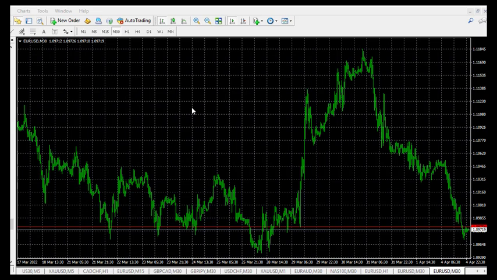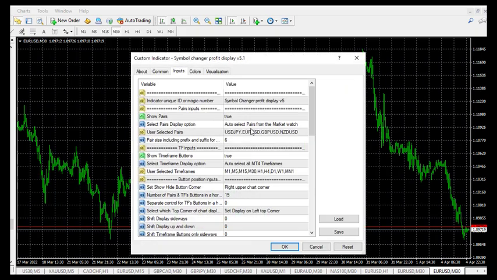Let's move on to today's strategy. Now I would like to add a symbol changer to my chart so that we'll be able to navigate from one pair to another. So make sure you add your own pairs that you want to watch. I have added my own because I have it already.